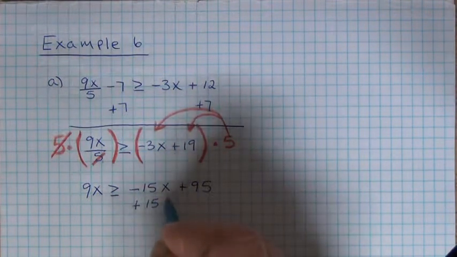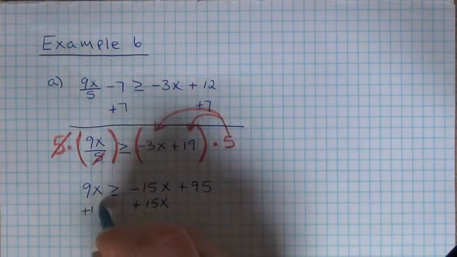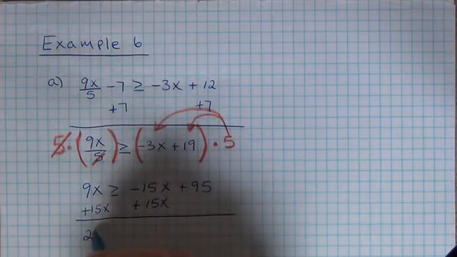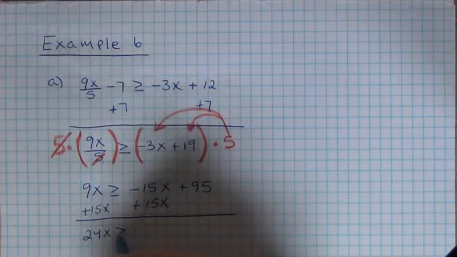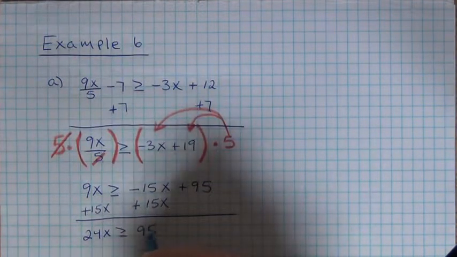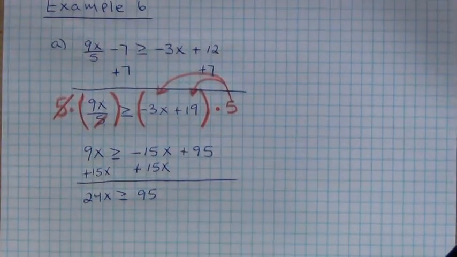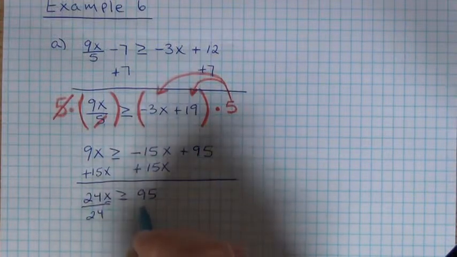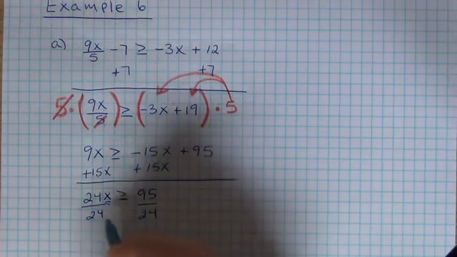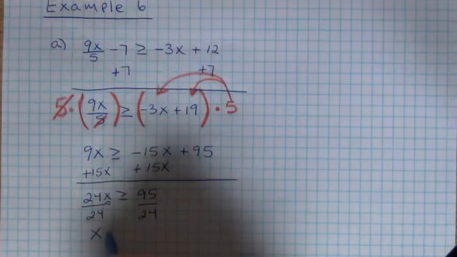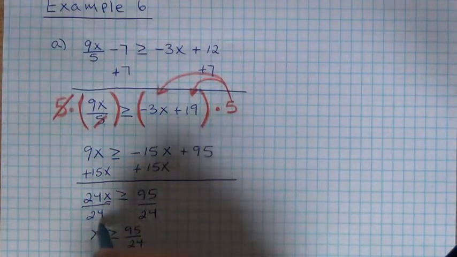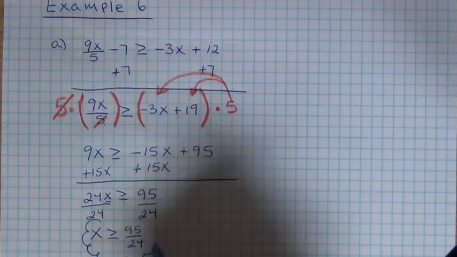I'm going to add 15x to both sides because I would like my x terms all on the same side. I end up with 24x is greater than or equal to 95. In order to solve this, I need to isolate my variable. I'm going to divide both sides by 24. And I get x is greater than or equal to 95/24. And I'm going to leave it like that because it's an exact answer.